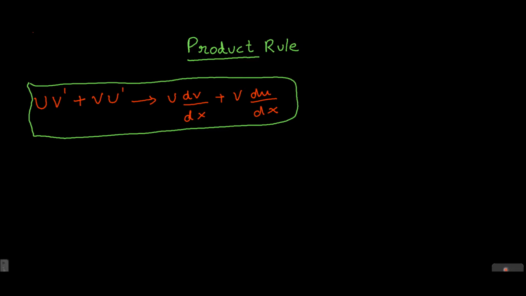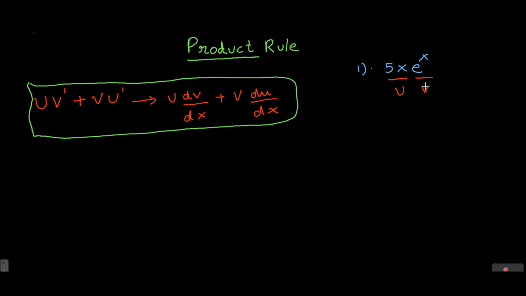So let me start with an example. Let's say our example is example number 1. You have to find the derivative of 5x e to the x. So first thing, what you have to do is split them apart. You have to take 5x as one piece and e to the x as another piece for u and v. So you're going to take 5x as u and e to the x as v.